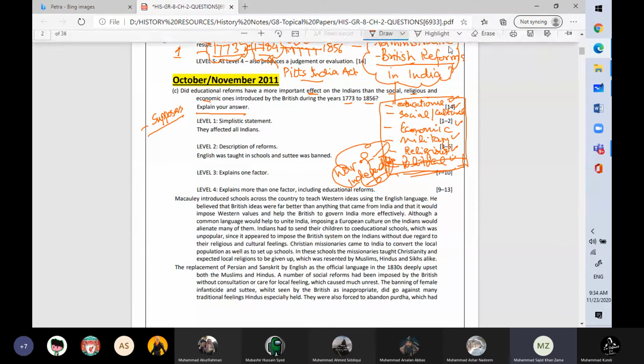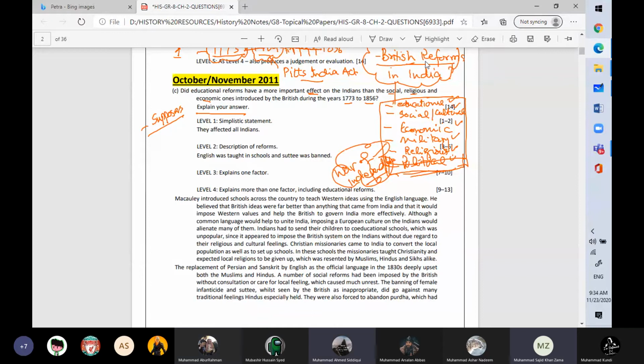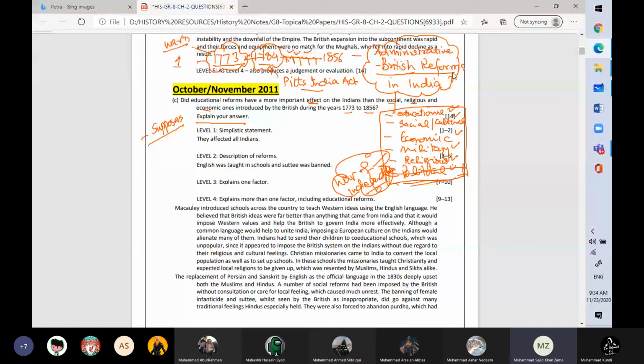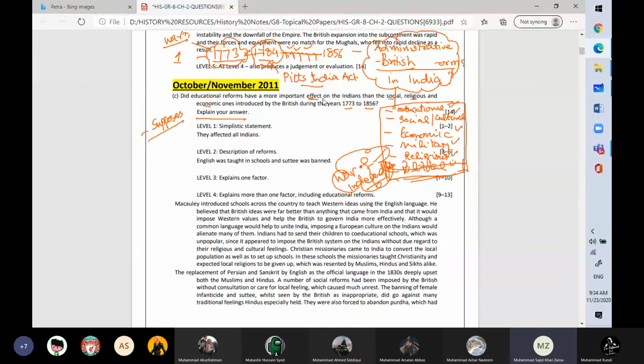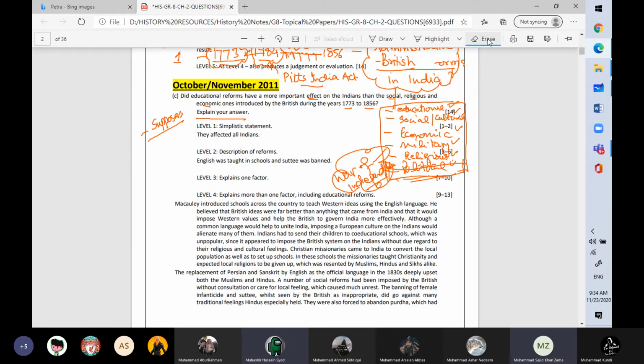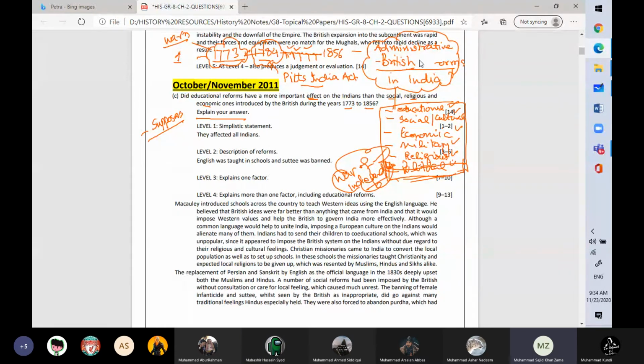Now tell me, did you understand the question statement? Yes, sir. Mubashir, did you understand the question statement? Yes, sir. Okay. Now this question is comparatively a little easier, because here the examiner did not only mention one thing, which is educational reform, but also told you that you have to compare it with social, religious, and economic ones. So the whole question pattern is already given to you by the examiner. Now see, which is the point mentioned by the examiner first? Tell me, Mubashir Arya. Sir, educational reforms. Educational reforms, okay. And what does the examiner want you to compare with? He wants us to compare with social, religious, and economic ones. Right? Is it clear?